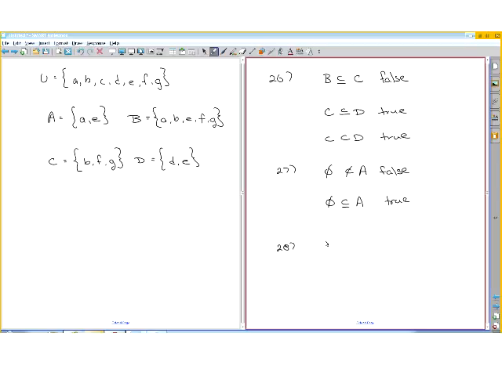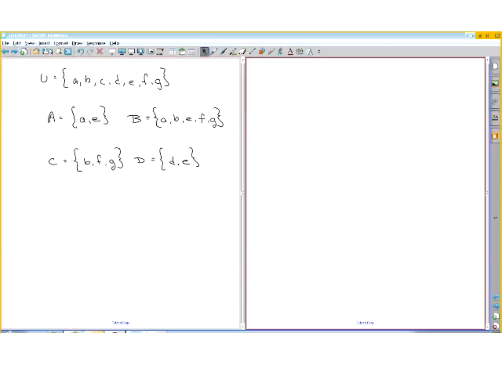28. The null set is a subset of D. That's true, because the null set is basically a set with no elements. It is a subset of any set, including set D. The null set is a subset of the null set. Which is true. This is just a regular subset, so they can be equal to each other. So this is true.